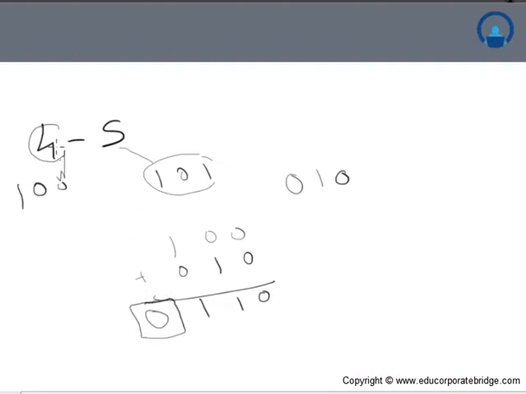Since m minus n is negative, there won't be any carry. That is, the end result is 0 carry, so the answer is negative. So we have to take the 1's complement again to find the original answer. Replace 0 by 1, 1 by 0, 1 by 0, giving 0 0 1, and the sign shows minus. That is, the answer of 4 minus 5 is minus 1.